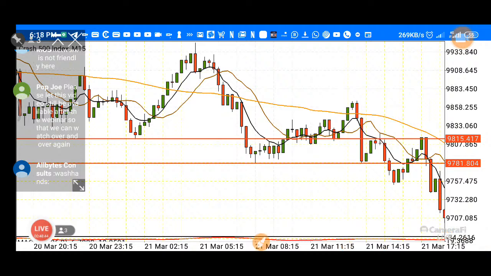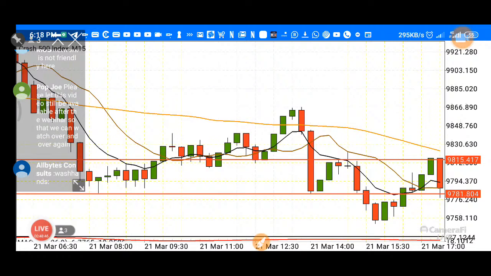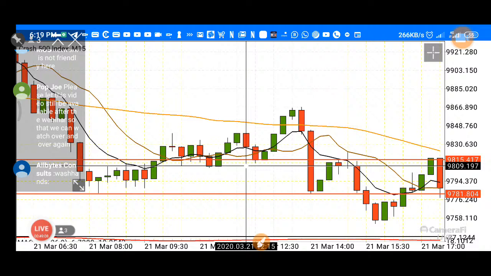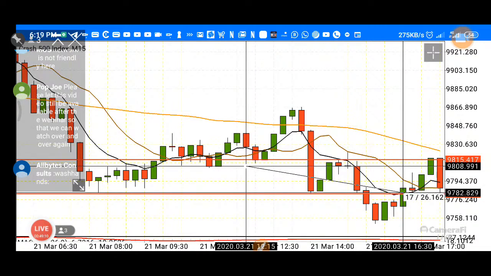So if I were you, after seeing this kind of candle over here, I would have entered the trade immediately the candle closed. So I would have sold over there. So if I sell here, and TP on this support, sell here, TP at this support, that's 26 pips.